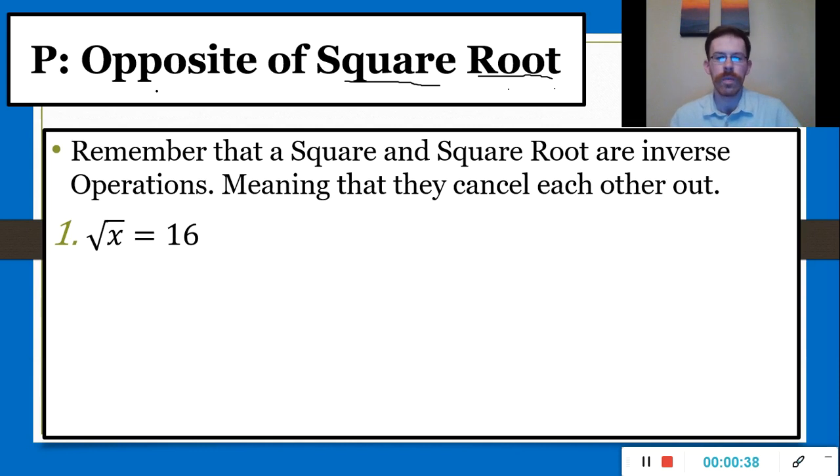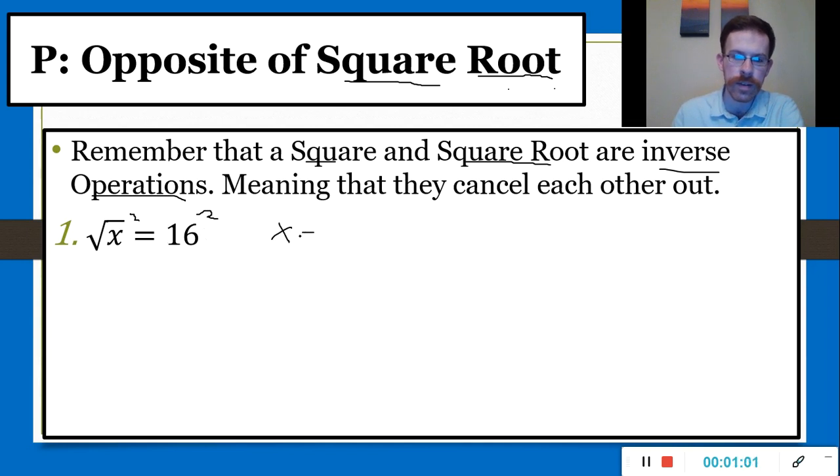Now, I want everyone to remember that squares and square roots cancel each other out because they are inverse operations. If I have the square root of x, and I square it, that obviously is going to give me x on the left side. But if I square the left side, I have to square the right side. And so x is going to be equal to 16 squared, which I believe is 256.